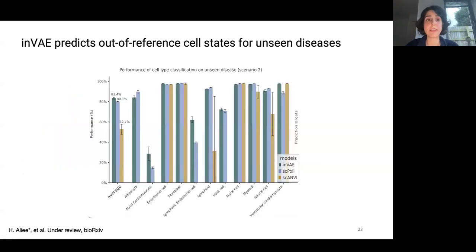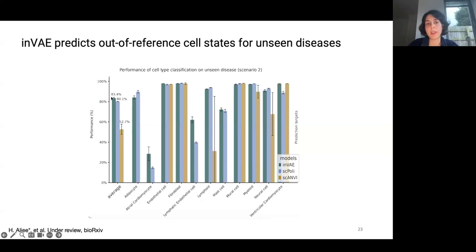The last but not least result is how MVAE performs in the second scenario, in which we want to predict the cell type, but for an unseen disease. So this is a very challenging task. Here we can only predict the cell type, and we can't predict the disease, because the disease was completely unseen during training. So we are only predicting the cell types, and predicting cell types is easier than cell type and disease compared to the previous one.